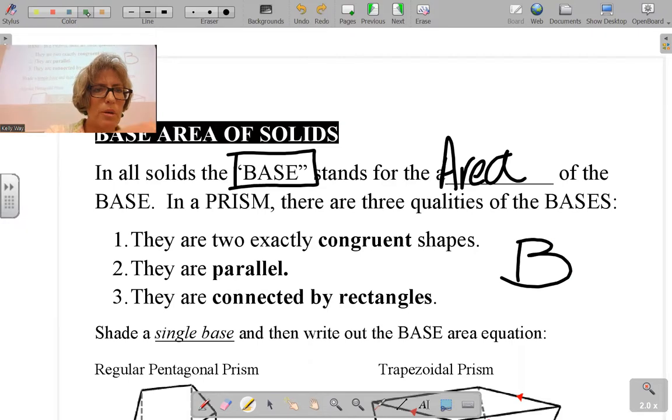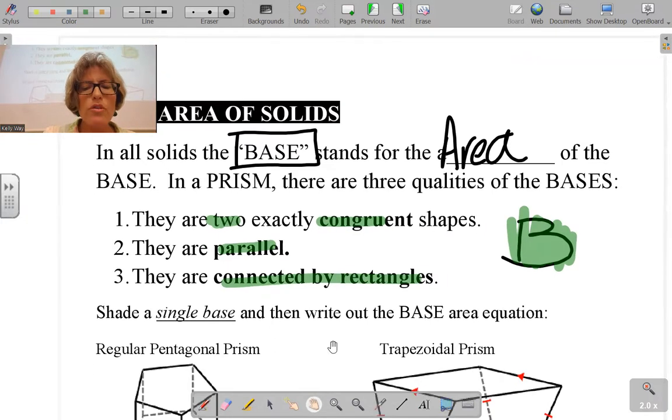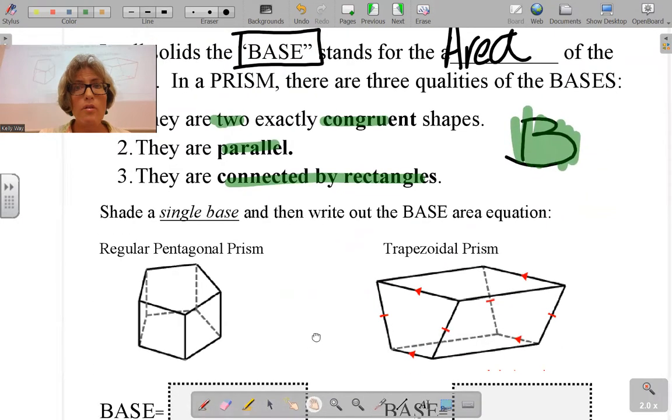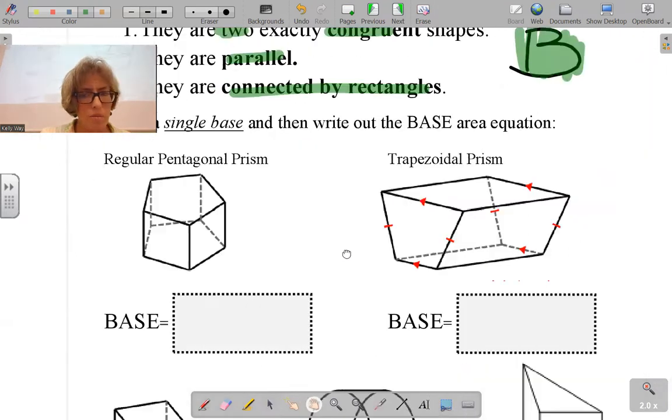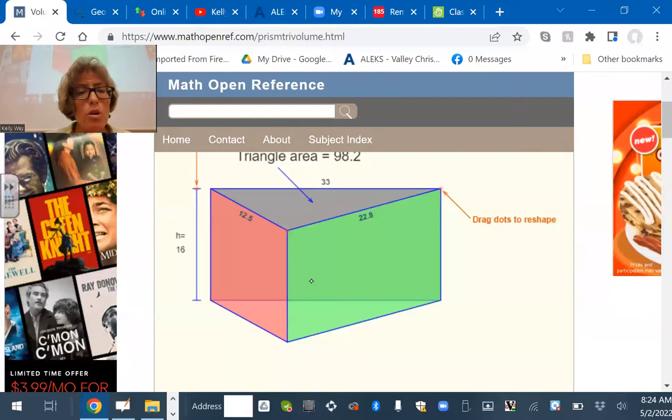Let's see, what color do I want to make that? I'm going to make that green. So capital B is going to mean area of the base. What are the three qualities of the bases? They're congruent shapes. There's two of them, only two. They are parallel, and they're connected by rectangles. So to get the volume of any prism, it's going to be this very simple equation.